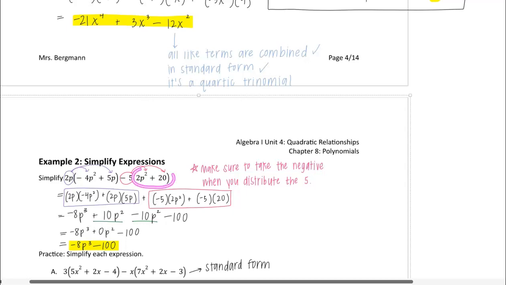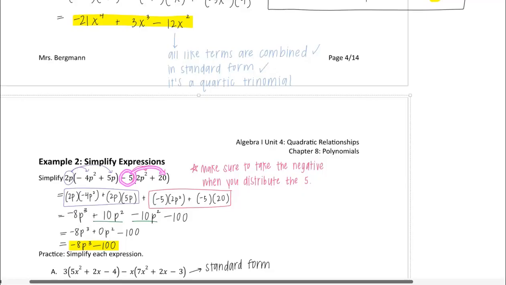On the outside of this parentheses, I see the monomial -5. So first I'm going to take my -5 and multiply by 2p squared. -5 times 2p squared makes -10p squared, because -5 times 2 is -10, the first part doesn't have a p, the second part's p squared, so that just comes down as p squared.